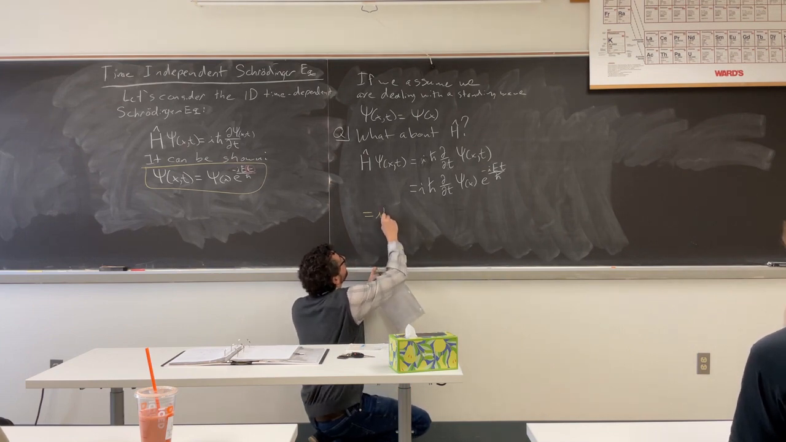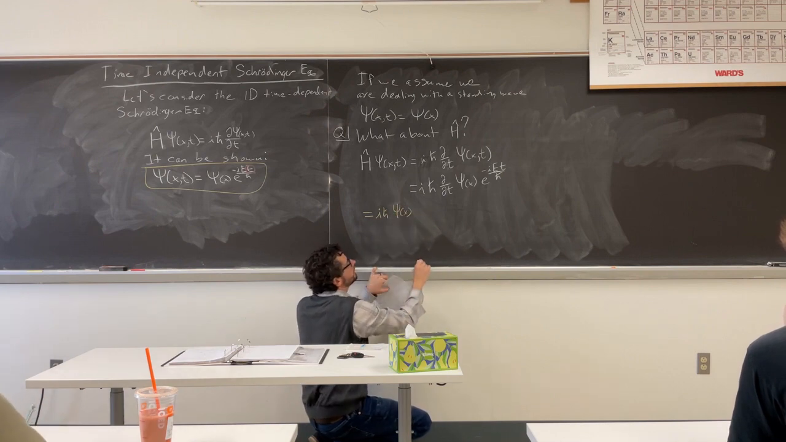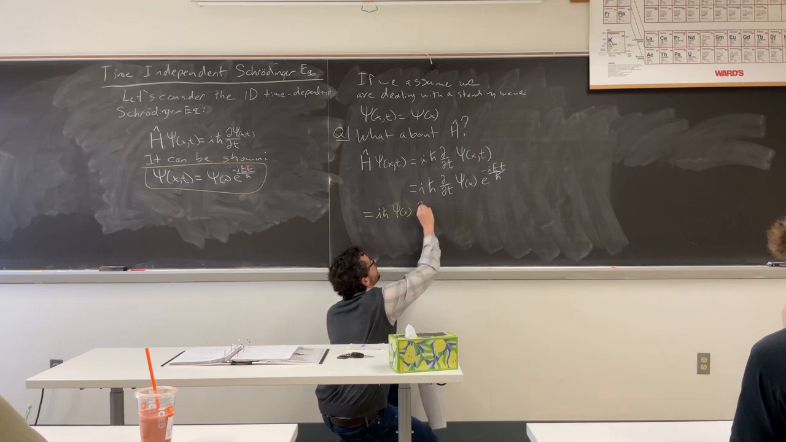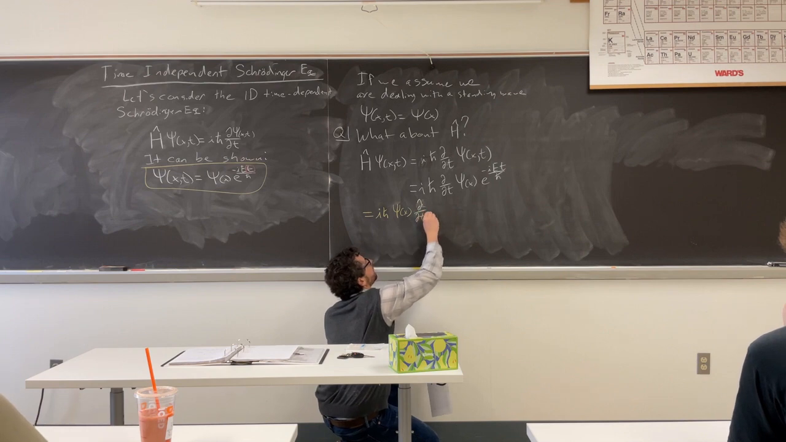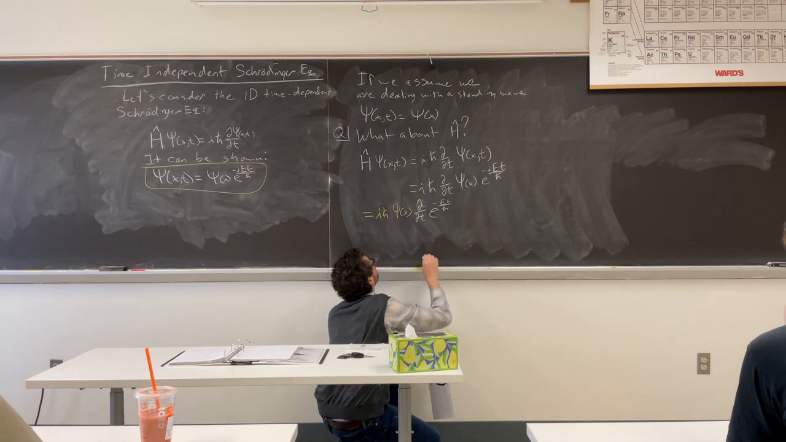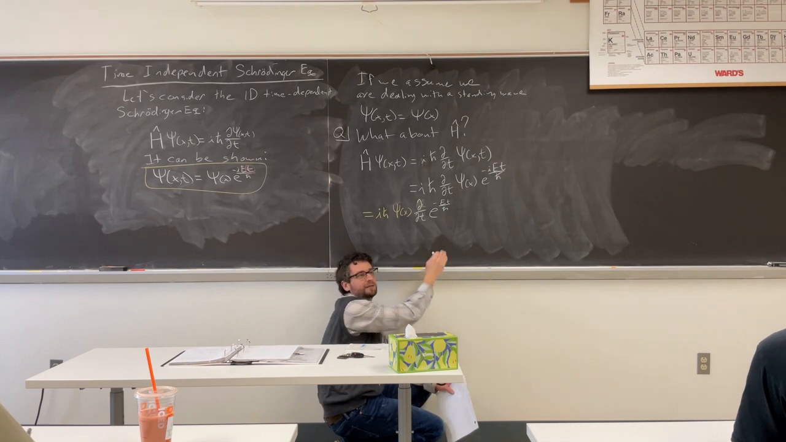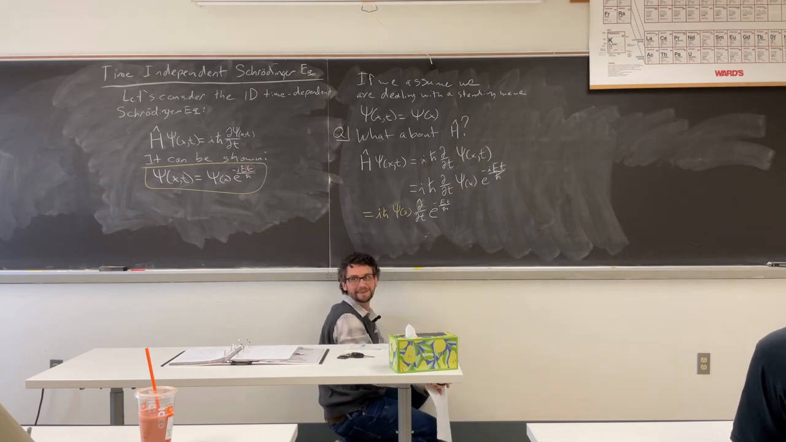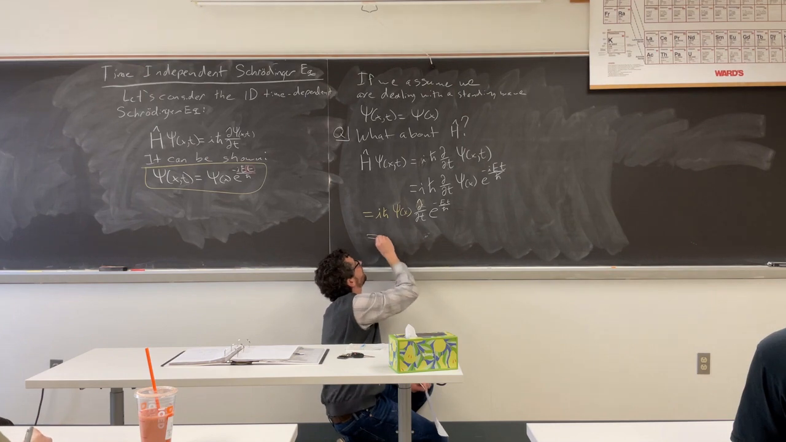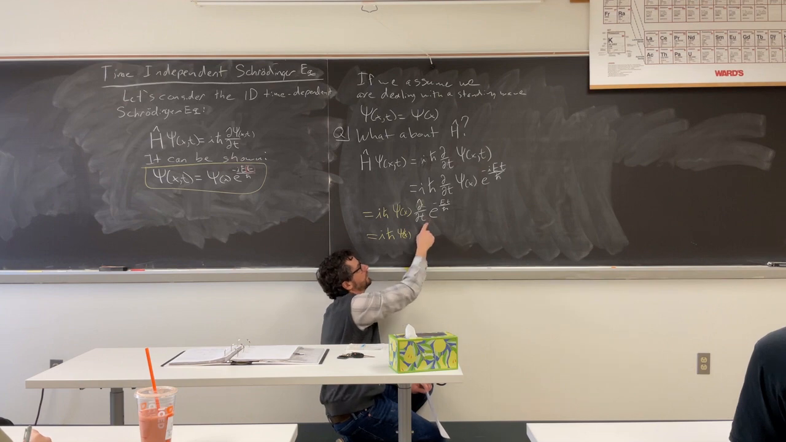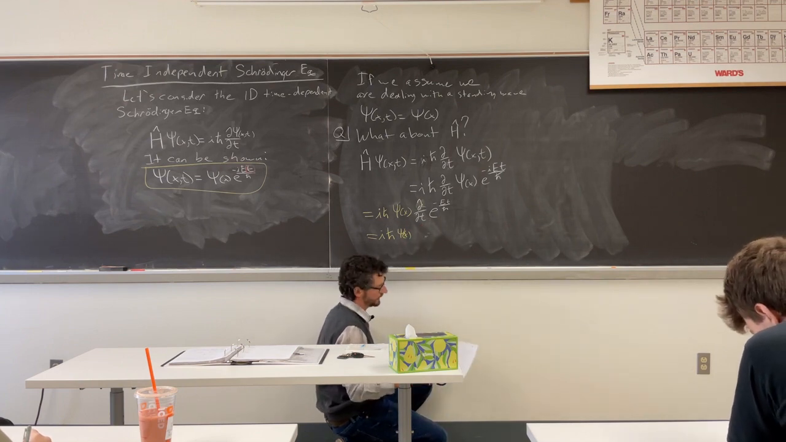Yep. Why can we pull the wave function out? Yep, it doesn't have a t in it. And then we just have to do the derivative. I love these types of derivatives. They're easy, right? Let's leave this part alone. I take the derivative of this thing. What do I get out?